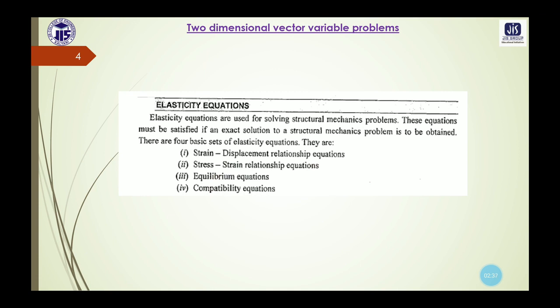That is the elasticity equations. Now what is elasticity, the concept of elasticity, then elastic limit, then stress, strain, Hooke's law, all these things regarding elasticity are known to us, and we have studied this concept in the strength of materials subject in our earlier semester. So I'll not repeat those parts. These are already known to us, the concept of elasticity, stress, strain, displacement, all these things are familiar to us. So the elasticity equations are actually used for solving structural mechanics problems.